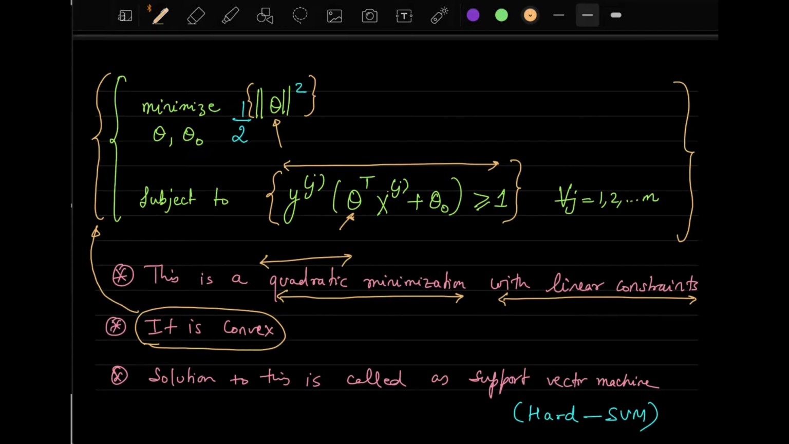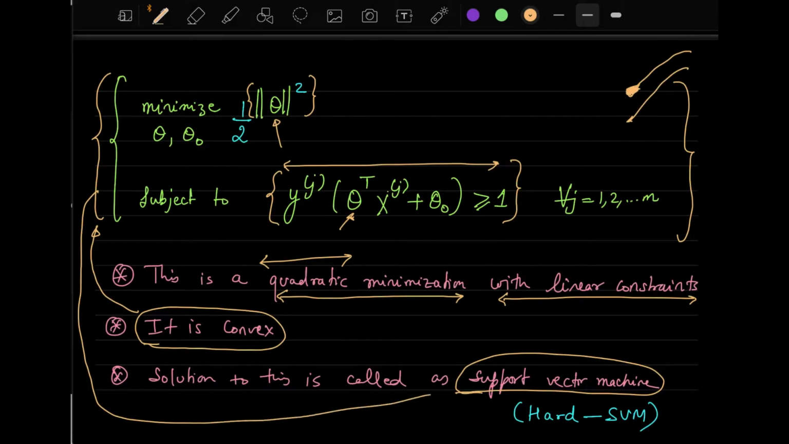One important thing is, whatever solution you get in order to solve this particular convex optimization problem, the solution to this will be called a support vector machine. Note that the solution you get for solving this convex optimization problem is called a support vector machine. And specifically in support vector machine, we have two categories. One is hard SVM, another one is soft SVM.